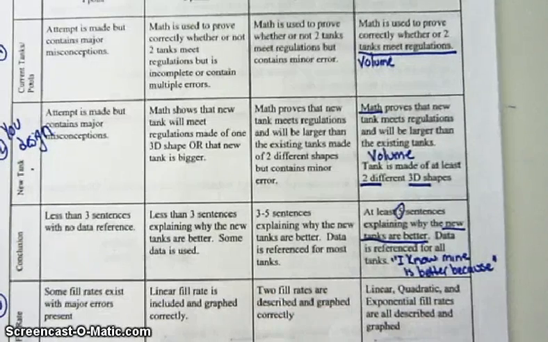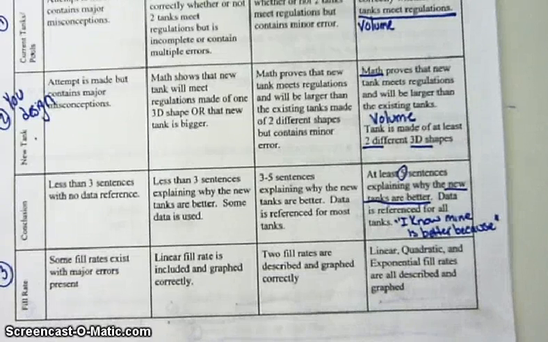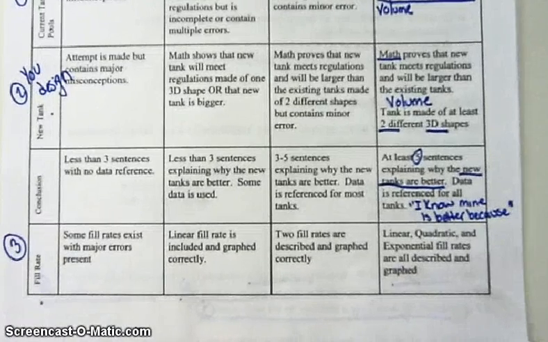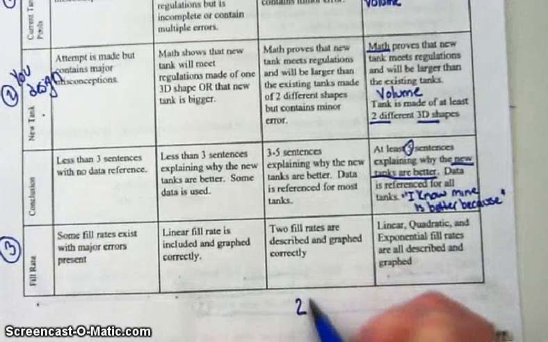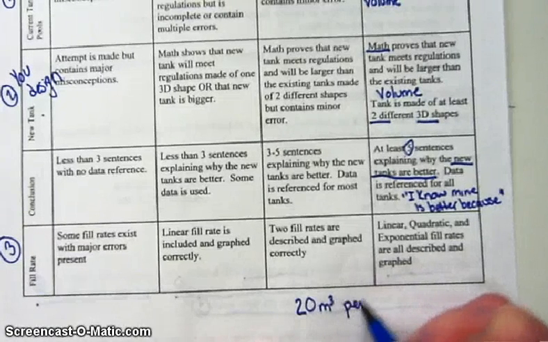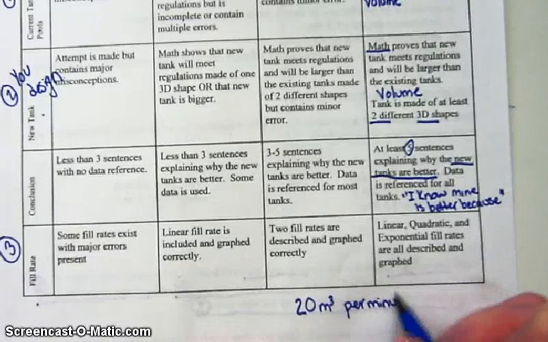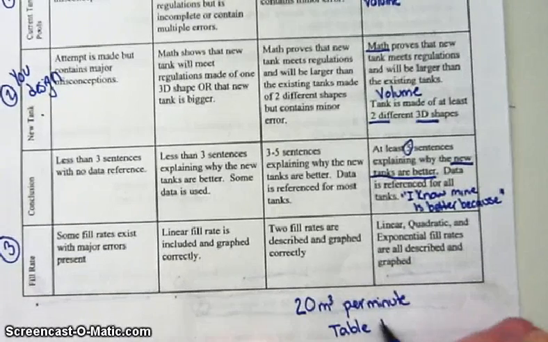The last thing you need to do is a quick review of linear, quadratic, and exponential fill rates. You should tell me how fast your tanks can fill and how you know. An example would be, maybe your tank is hooked up to a hose that runs at 20 cubic meters per minute. You should have a table and a graph that shows me how long it will take to fill up your tank.